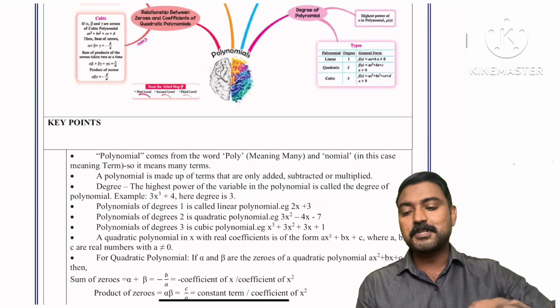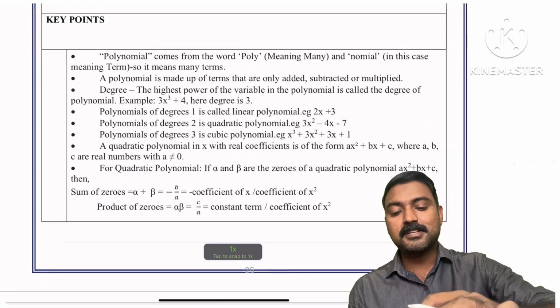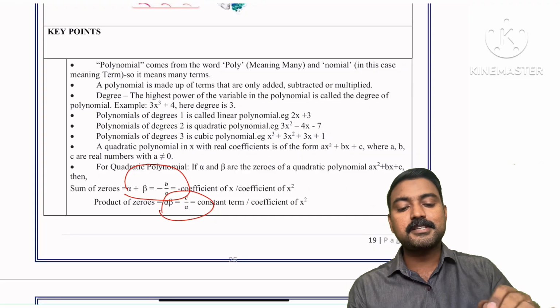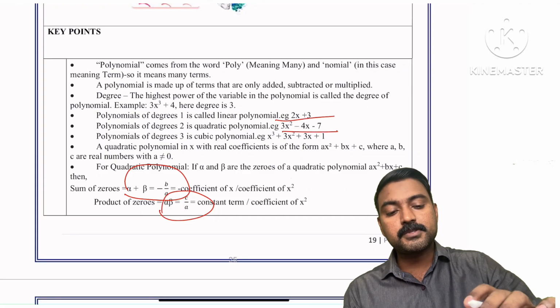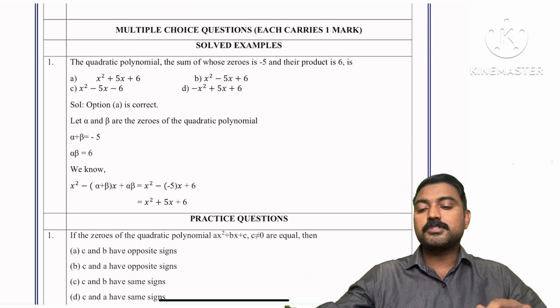Now we are moving to the chapter polynomials. Polynomial, it is very important. Some equations are there. Alpha plus beta is equal to minus b by a. Alpha beta is equal to c by a. Now linear polynomial, quadratic polynomial. It is very important. Quadratic polynomial, how to find the zeros of the polynomial. So some questions are here.